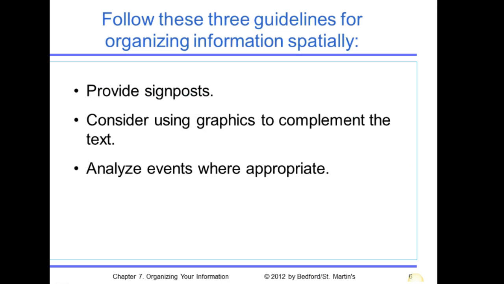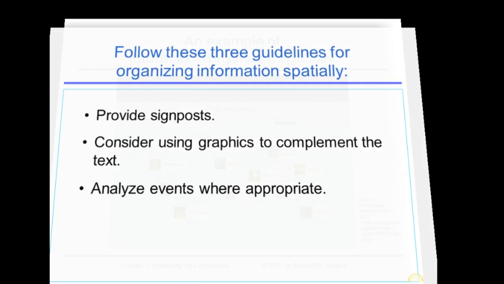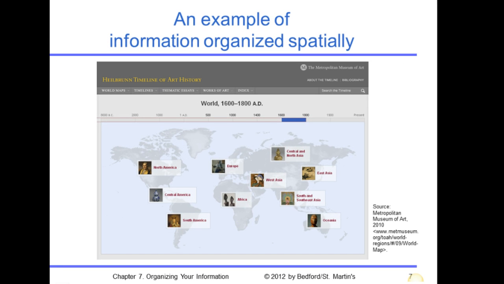Use the following guidelines to organize spatially. To the left, to the right, provide signposts. Again, consider using graphics, some arrows to complement your text. Analyze your events where appropriate. This is an example of information organized spatially, and you can see how each country has been listed and they show us where the country is found.